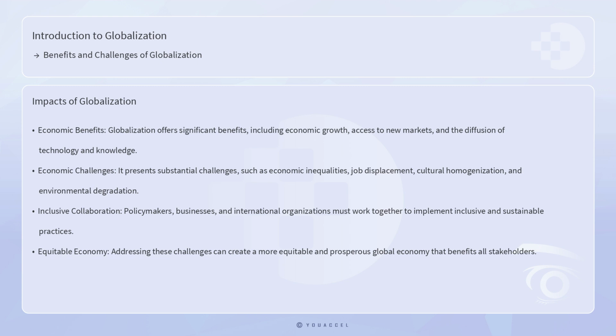In conclusion, globalization offers significant benefits, including economic growth, access to new markets, and the diffusion of technology and knowledge. However, it also presents substantial challenges, such as economic inequalities, job displacement, cultural homogenization, and environmental degradation. To maximize the benefits of globalization while mitigating its negative impacts, policymakers, businesses, and international organizations must work together to implement inclusive and sustainable practices. By addressing these challenges, it is possible to create a more equitable and prosperous global economy that benefits all stakeholders.